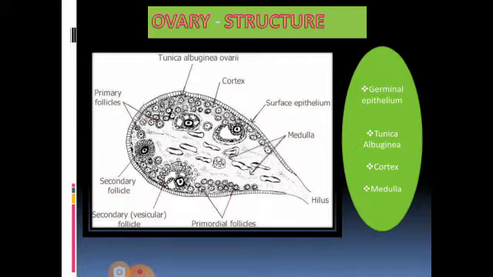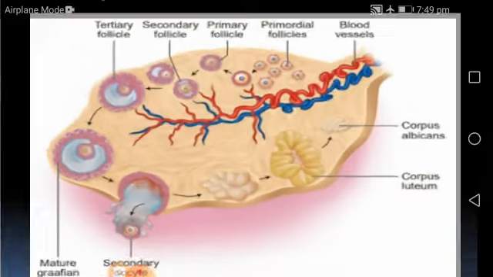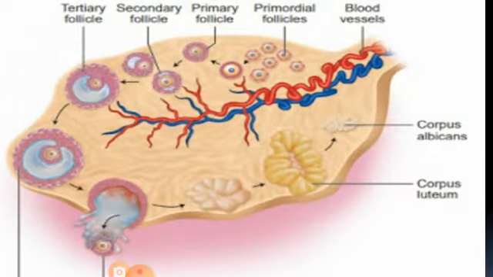Now, about the oogenesis. One more structure let me show, so you can understand a little bit easier. You see the color picture I have mentioned here. The red blood vessels and bluish nervous tissues I have mentioned, that is the medullary region. Where primordial follicles, primary, secondary, tertiary follicles and so on are mentioned, that is the cortex region. And here the outermost layer line alone is there, that is your germinal epithelium.